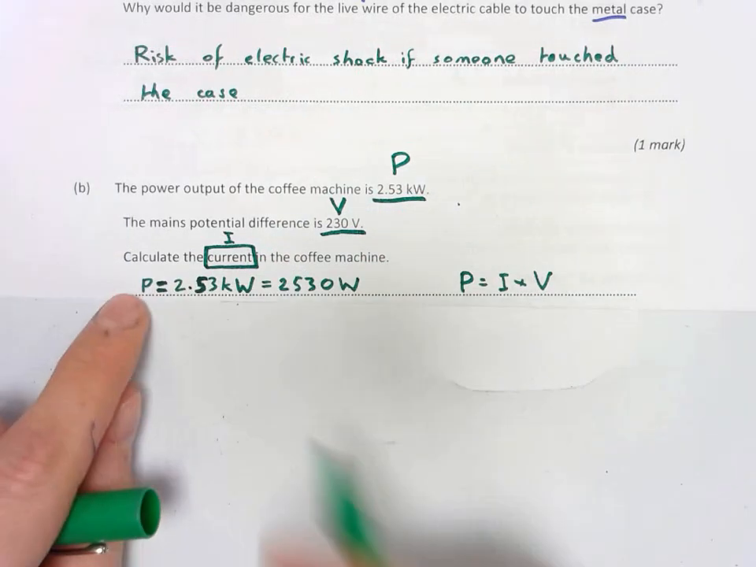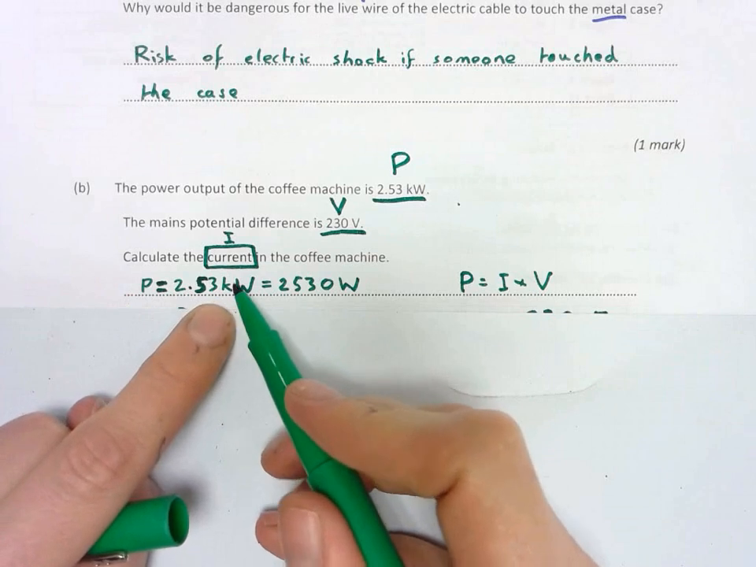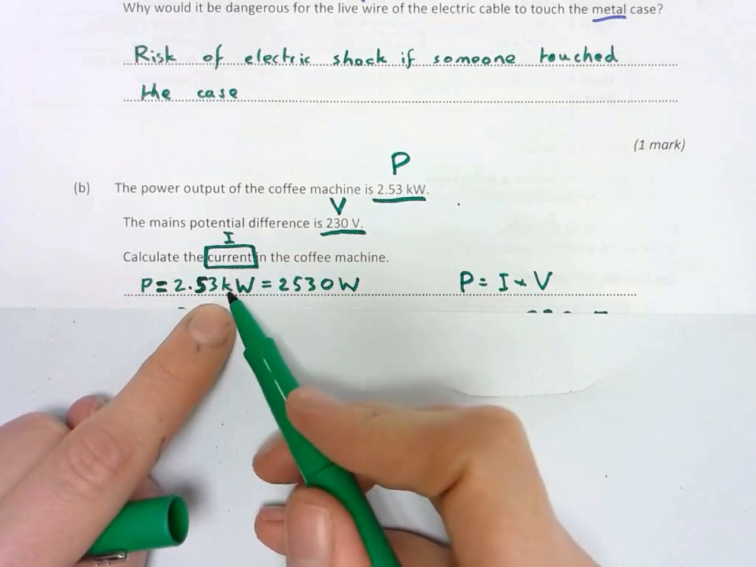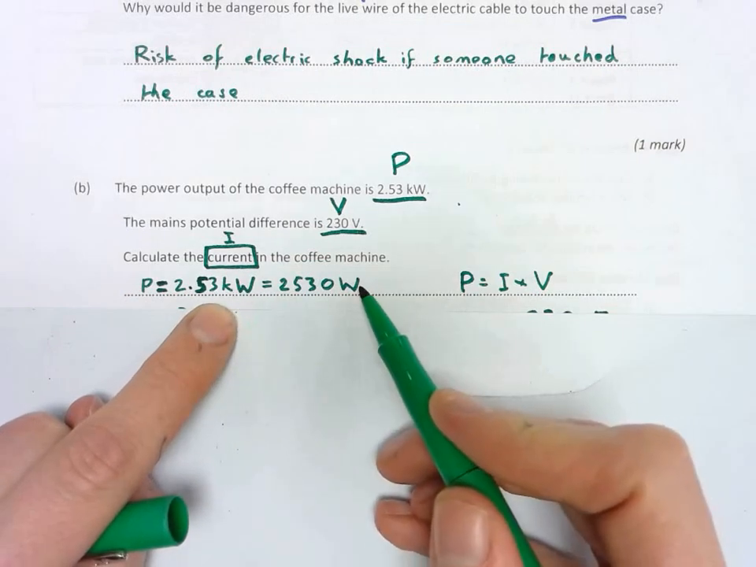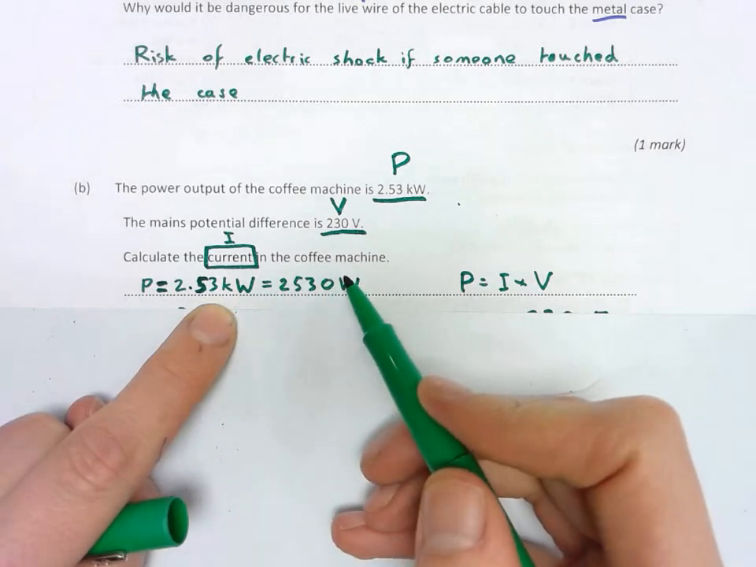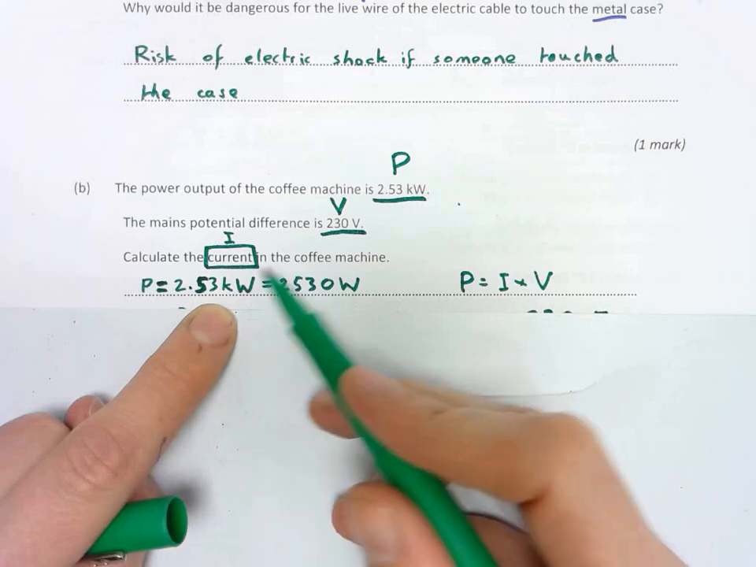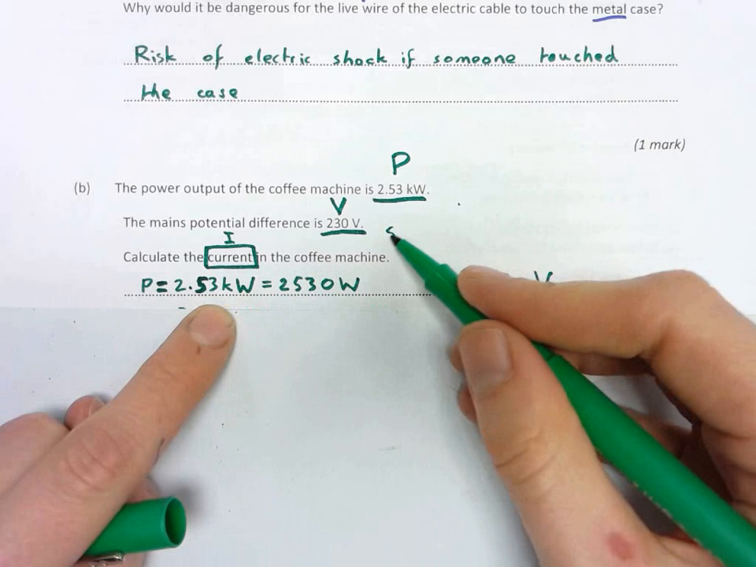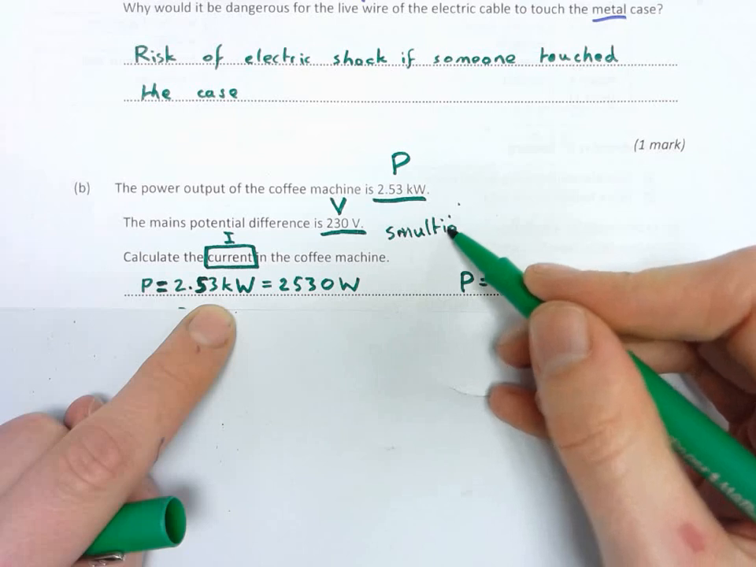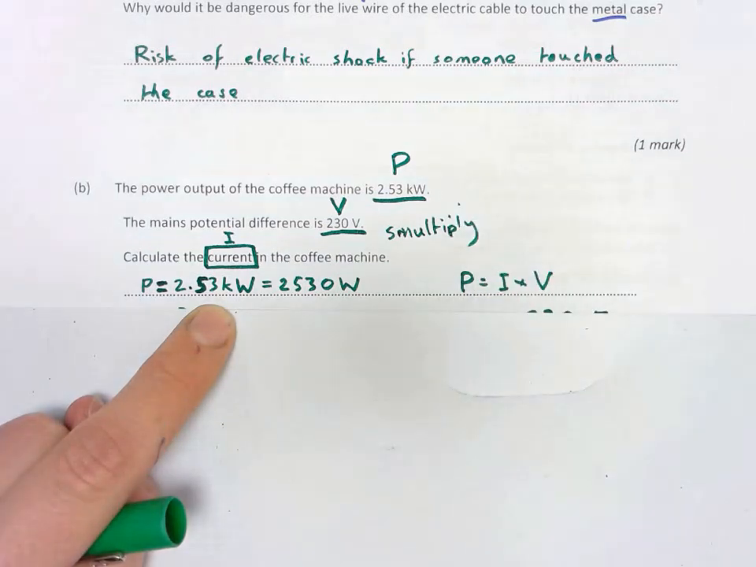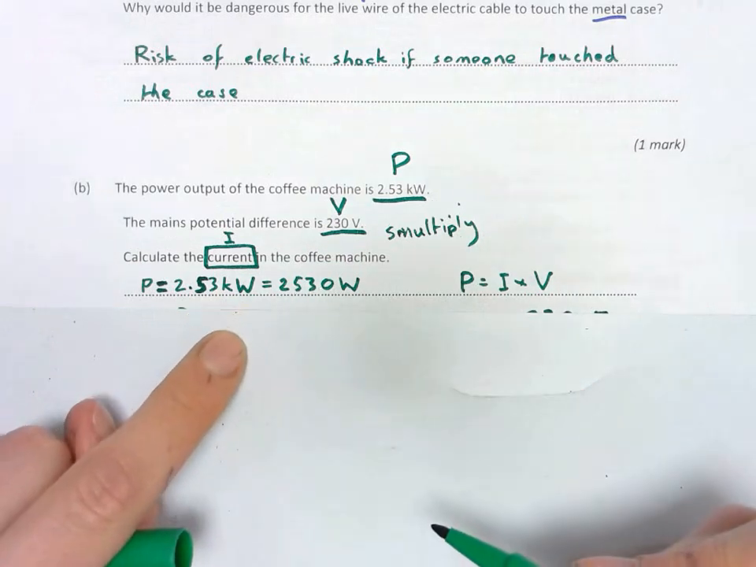So I'm going to write down what I know. P is 2.53 kilowatts, and before I do anything else I want to get this into standard units. So instead of 2.53 kilowatts, I want it in watts. Kilowatts to watts is getting smaller. It's 1,000 times smaller. Smaller you need to multiply. Remember we have multiply and divide. And we're multiplying by 1,000. So multiply by 1,000 gives you 2,530 watts.